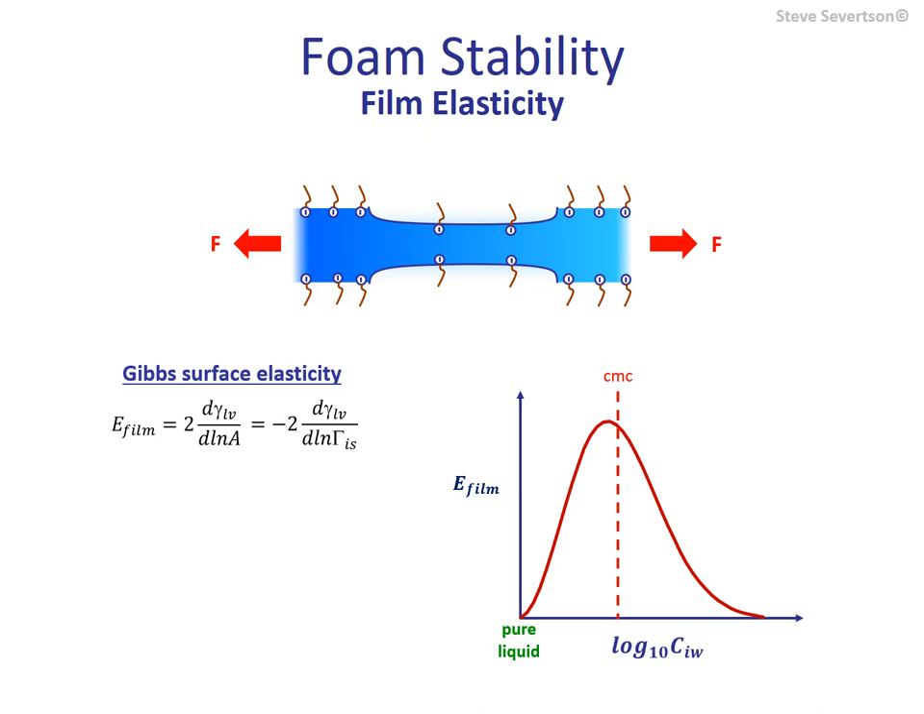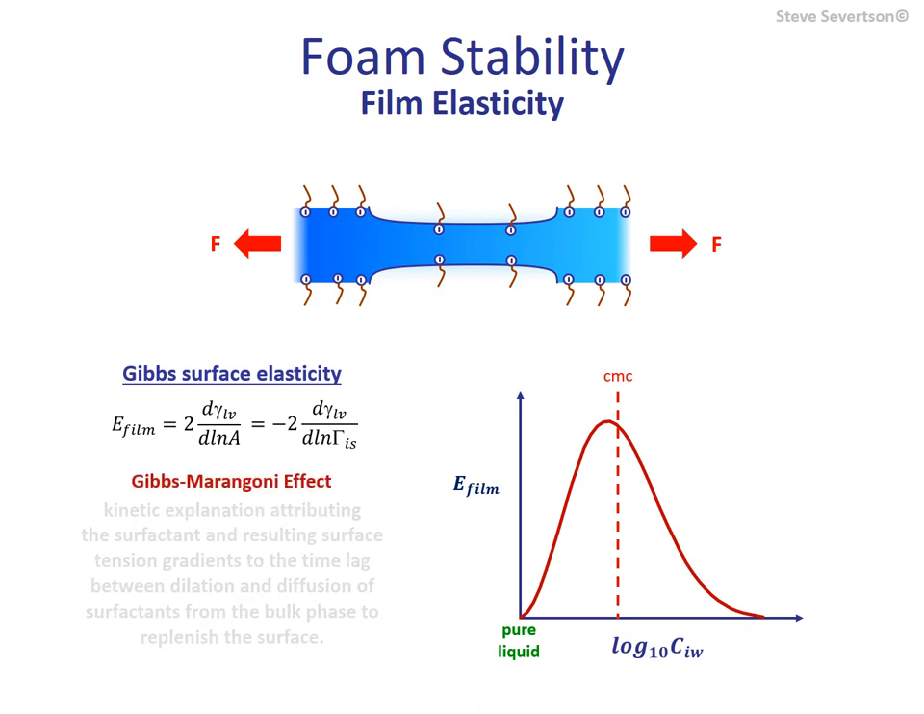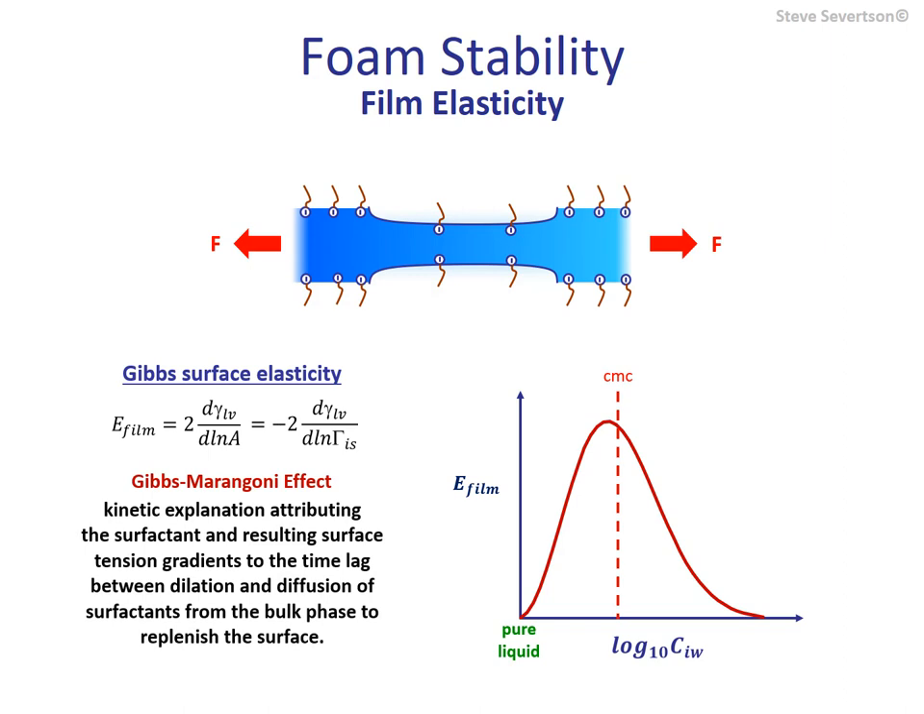The most useful theory for film elasticity is the Gibbs-Marangoni model, which assumes that the surfactant gradient that results from dilation is a kinetic effect attributed to the inability of surfactants to diffuse fast enough from the bulk to replenish the surface to keep up with the dilation event. This explanation is consistent with the observed concentration dependency and its dependency on the surfactant structure. We are now in a position to answer a fundamental question. Why are pure liquids or those containing highly soluble species unable to form foam?